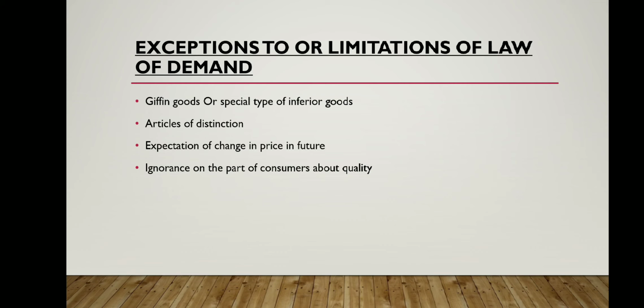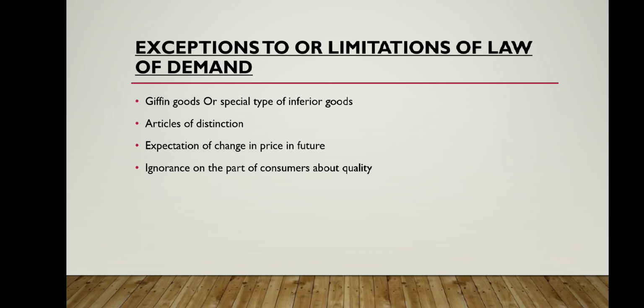Right? Next is articles of distinction. Articles of distinction, we can say, like diamonds and jewelry, are bought more when their prices are high, and the demand for articles of distinction falls with a fall in their price.